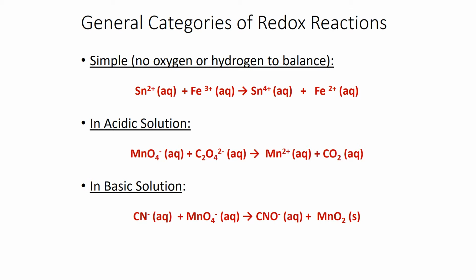And in the last video, we worked on how to balance our simple redox reactions. So these are ones that don't have oxygen or hydrogen to balance. And we simply broke those apart into two half reactions, balanced the individual half reactions for mass and then for charge, and added them back together, making sure that the electrons between the two half reactions actually canceled out as we added them back together.